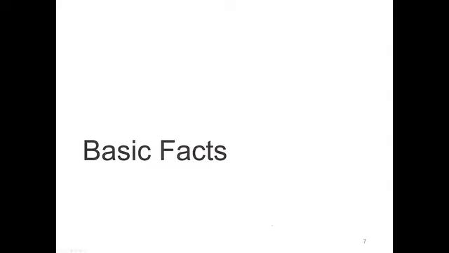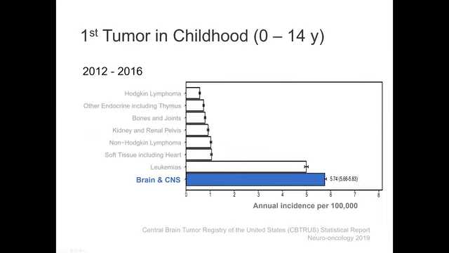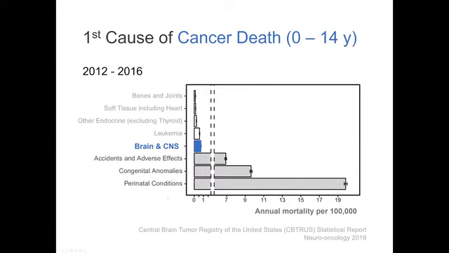Okay, let's get started. Based on the most recent update from the Central Brain Tumor Registry in the United States, brain tumor is the most common tumor type in childhood, from 0 to 14 years old. Besides that, brain tumor is also the most common cause of cancer death in children, following perinatal conditions, congenital anomalies, or accidents. But the brain tumor is the most common tumor relating to death in children.